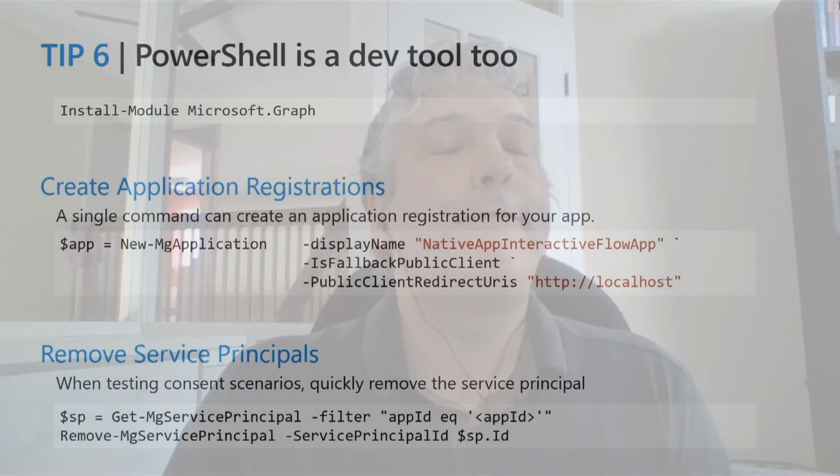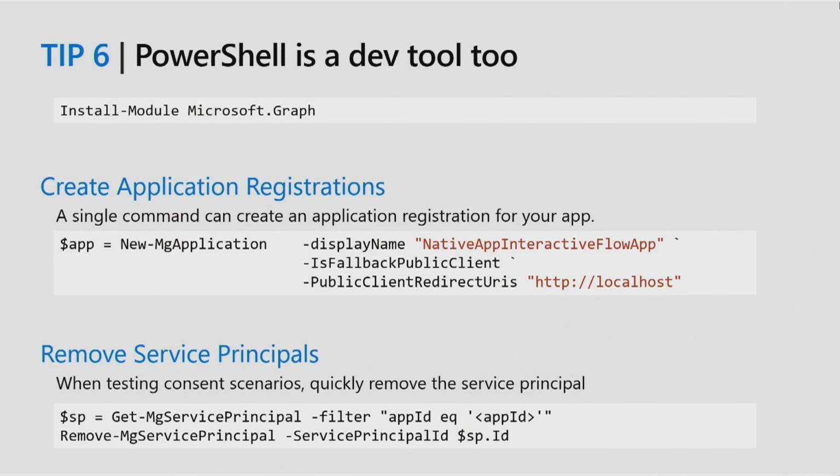And our tip number 6 is about using PowerShell. We recently introduced the PowerShell Graph library, and while this solves a lot of problems for IT admins, there's also some great nuggets in here for application developers. When you're creating an application, you need to create an application registration, and there's a commandlet to be able to do that. You simply call the command, tell it the name of your app, tell it whether it's a public or web client, and provide it with your redirect URLs. And if you're testing an application, you're going to go through the process of consenting regularly.